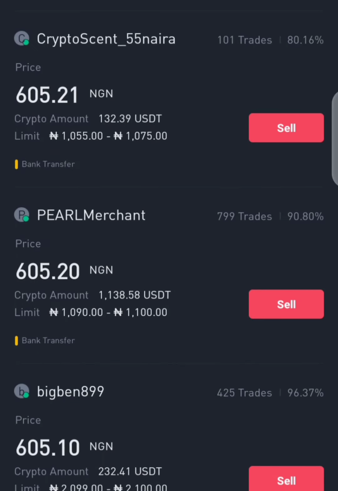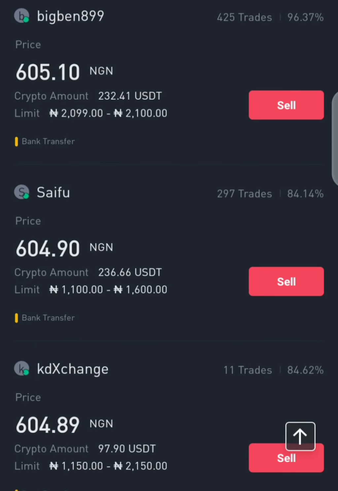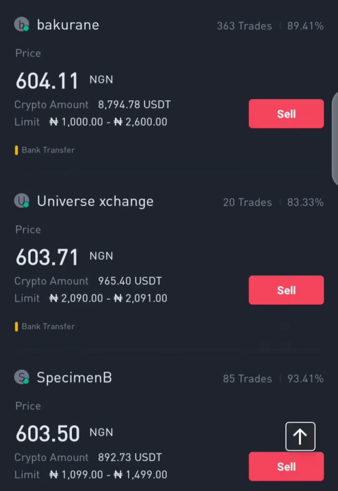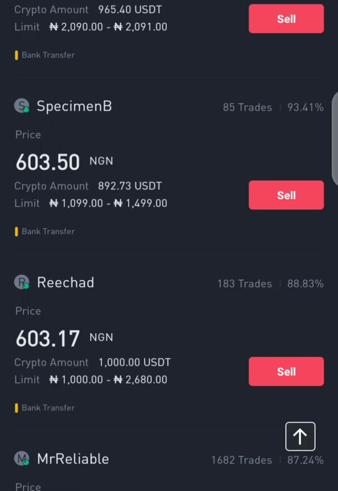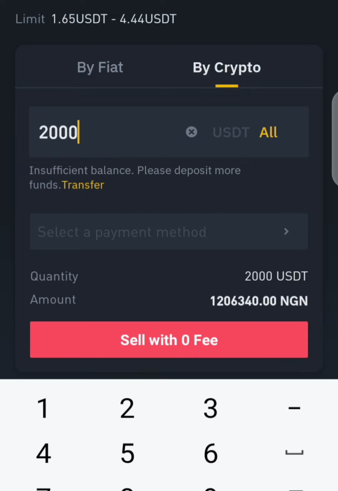Okay, so you can see this Pls merchant, 799 trade, 90%. The guy is good to go, but his limit is small. Then you look for who is having the limit of how much you want to actually sell for Naira. Then once you get the person, then you click on it. Let's say that I want to try 2,000 Naira. You click on it. Then you enter the 2,000 Naira here.